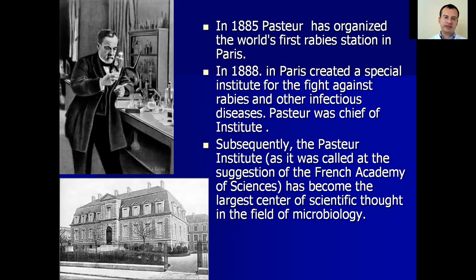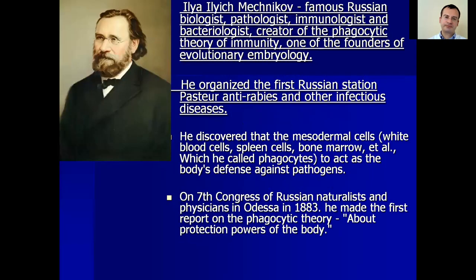Pasteur organized the world's first rabies station in Paris. He created a special institute for the fight against rabies and other infectious diseases. Pasteur was chief of the institute. Subsequently, the Pasteur Institute, as it was called at the suggestion of the French Academy of Science, became the largest center of scientific work in the field of microbiology.